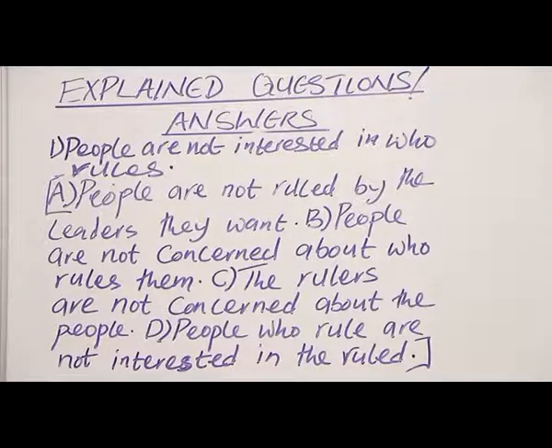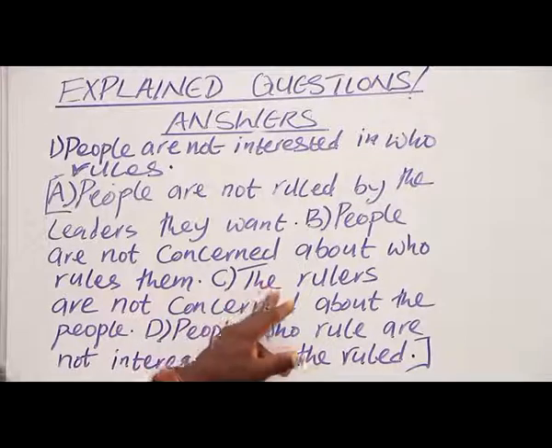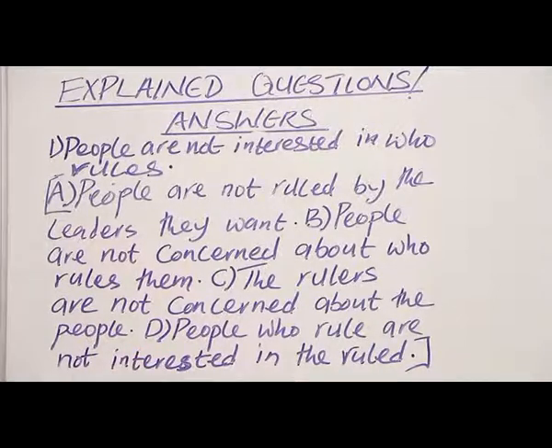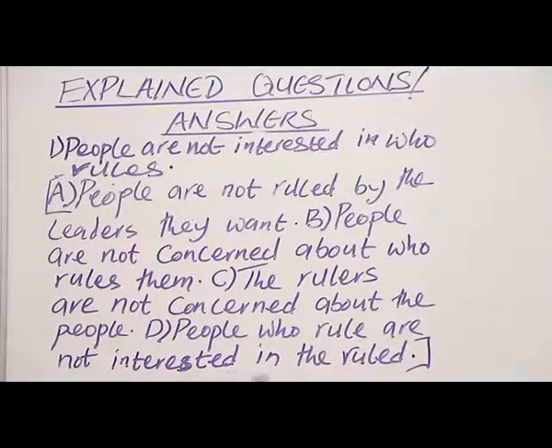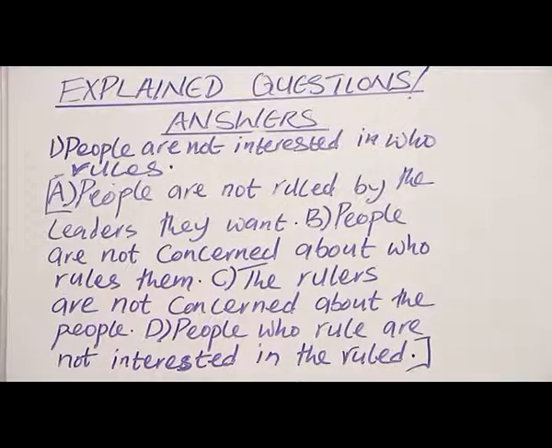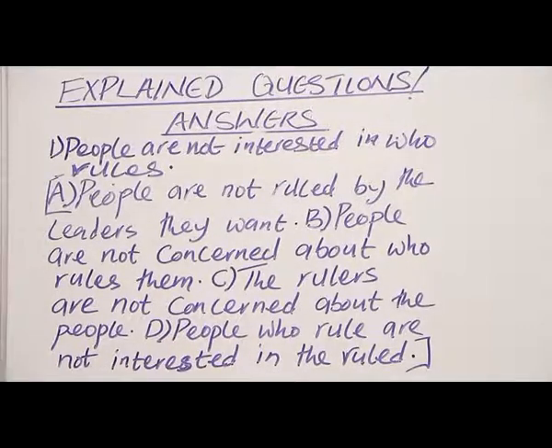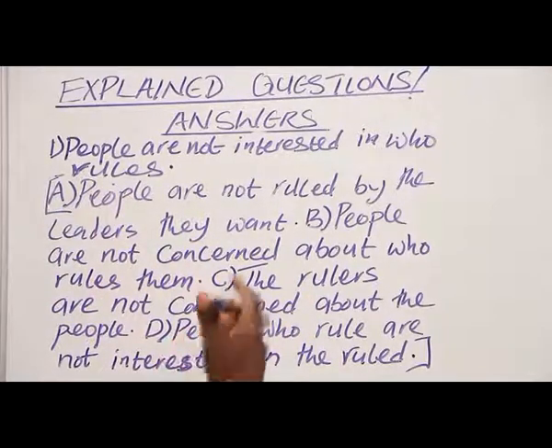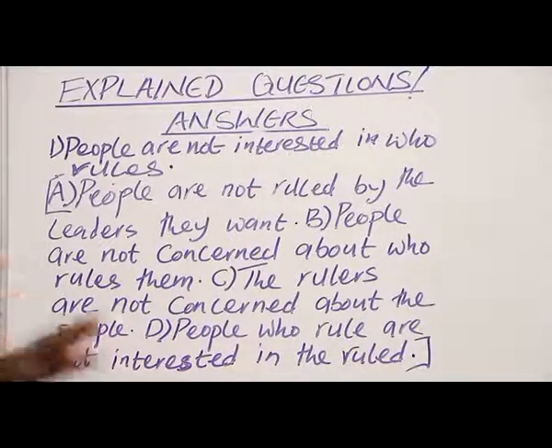Now we just quickly look at C and D. C says the rulers are not concerned about the people. D is people who rule are not interested in the ruled. C and D are saying exactly the same thing. The rulers are not concerned about the people; the people who rule are not interested in the ruled. The ruled are the people that are ruled over. So C and D can be eliminated on that ground. Of course, it also means that they are not saying what the sentence has. The sentence has something different, that these people are not interested in who rules.